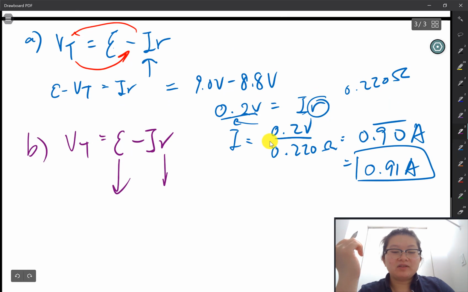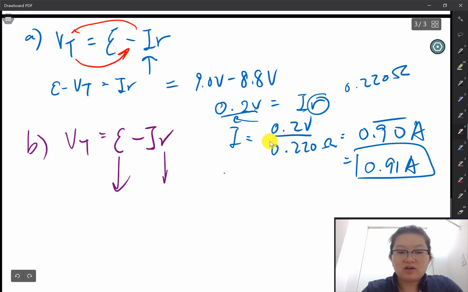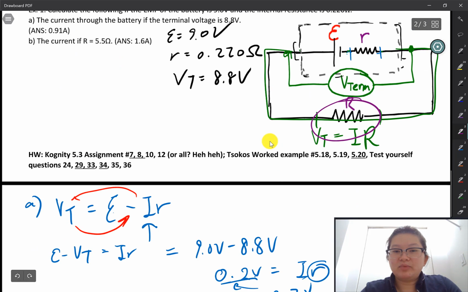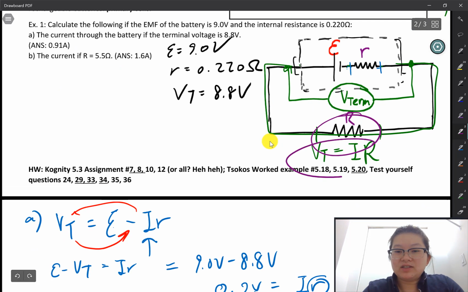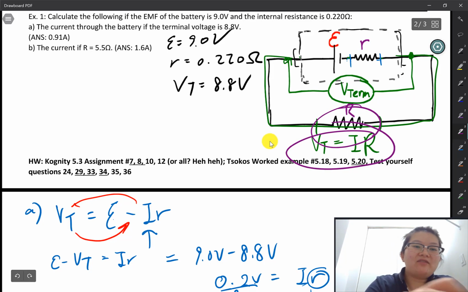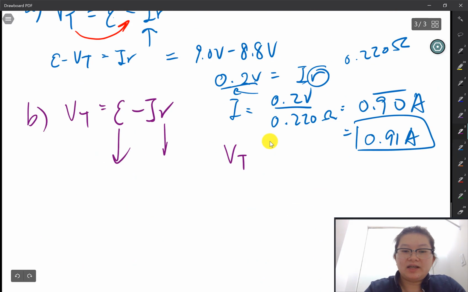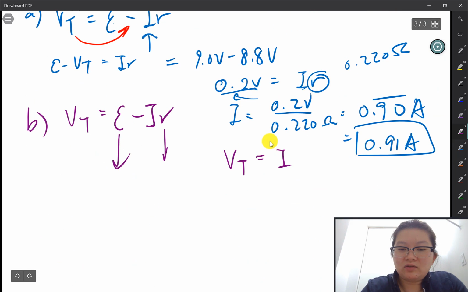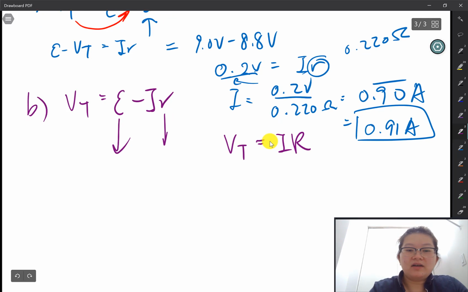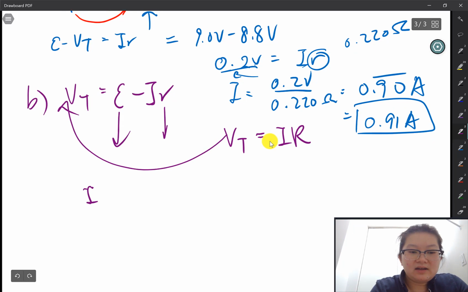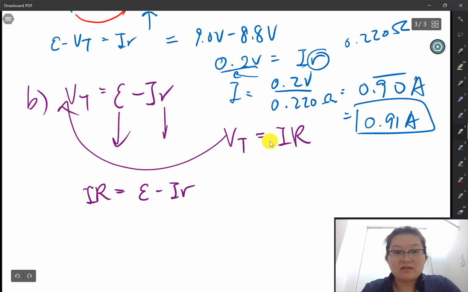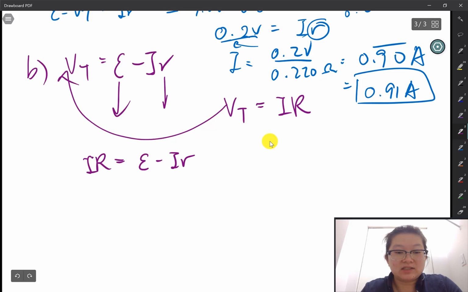So we've talked about this earlier. We said that the terminal voltage is supplied to the rest of the circuit, which is essentially the current times the external resistor, which is what we have, 5.5 ohms. So essentially, let's write that down. This is the external resistor times the current. If I wanted to, I could substitute this in here, which gives me IR equals epsilon minus I times small r, the smaller resistor, the internal resistance.